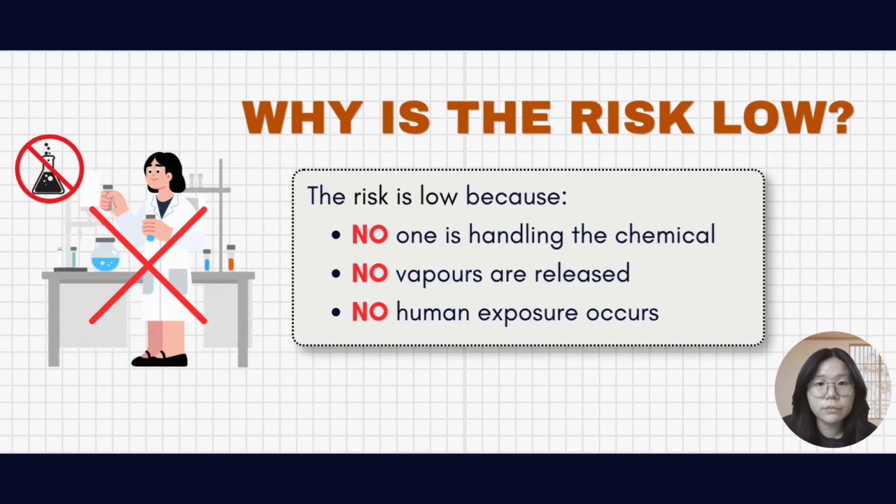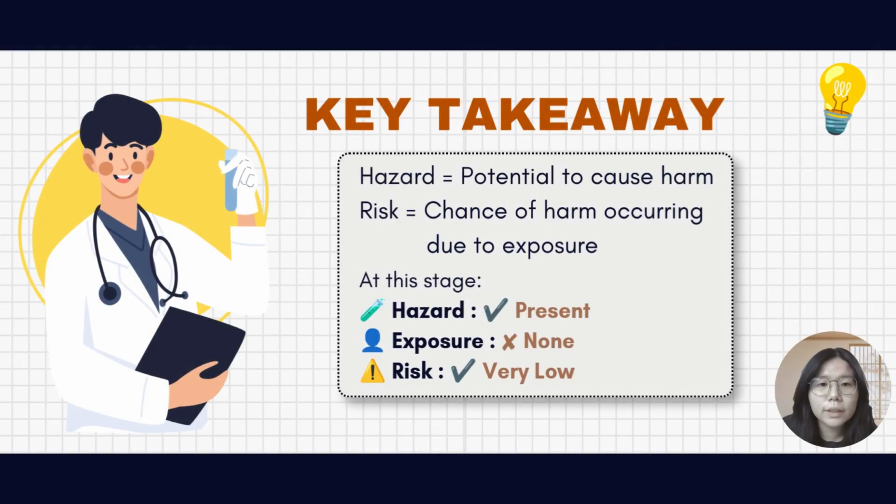However, the risk is very low because the bottle is properly stored in an acid cabinet, no one is handling it, no vapors are released, and there is no human exposure. To conclude, a hazard is the potential to cause harm, while risk is the likelihood of harm occurring through exposure. Since the HCl bottles remain sealed and safely stored, the hazard is present but the risk is still very low. The next section will show how exposure turns this hazard into a risk.